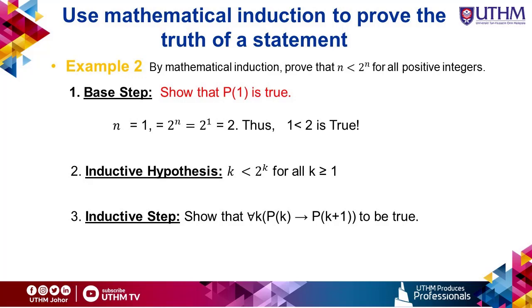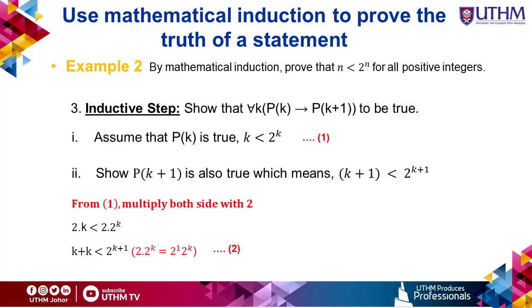We have to show that P1 is true for the first step. When n equals 1, 2 to the power of 1 is equal to 2. Thus, it is true that 1 is less than 2. Next, we have to replace n with k as shown on the slide. This step is known as the inductive hypothesis. Since Pk is true, we must show that Pk plus 1 is also true for all k.